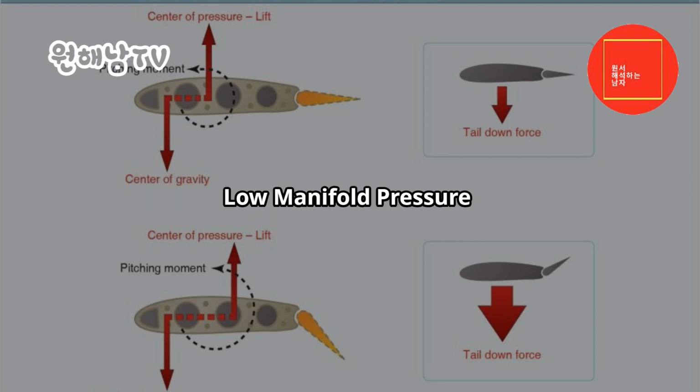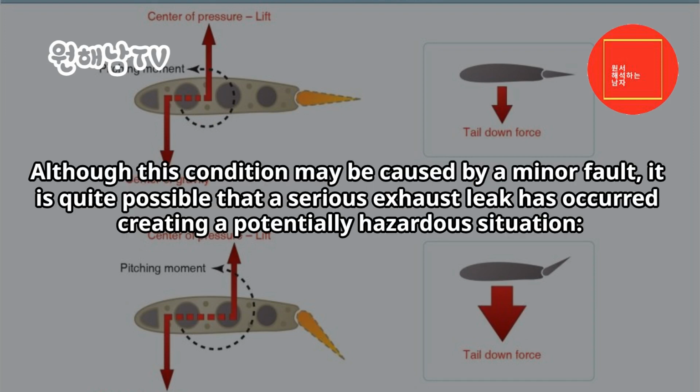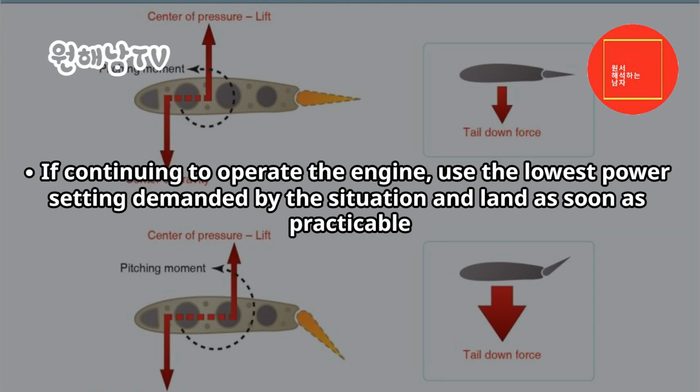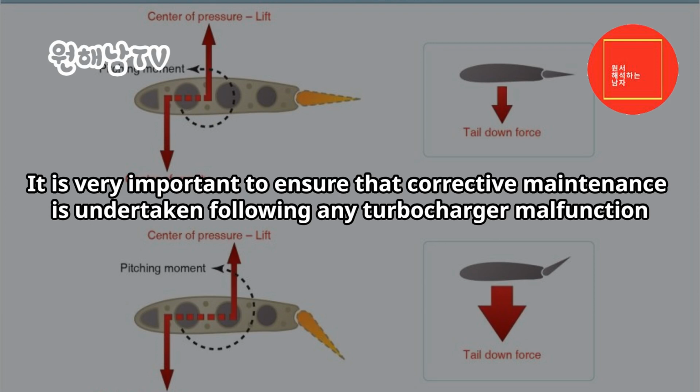Low manifold pressure. Although this condition may be caused by a minor fault, it is quite possible that a serious exhaust leak has occurred, creating a potentially hazardous situation. Shut down the engine in accordance with the recommended engine failure procedures, unless a greater emergency exists that warrants continued engine operation. If continuing to operate the engine, use the lowest power setting demanded by the situation and land as soon as practicable. It is very important to ensure that corrective maintenance is undertaken following any turbocharger malfunction.